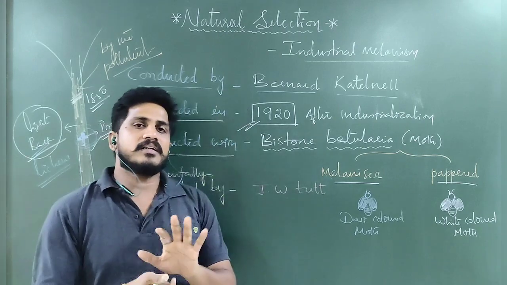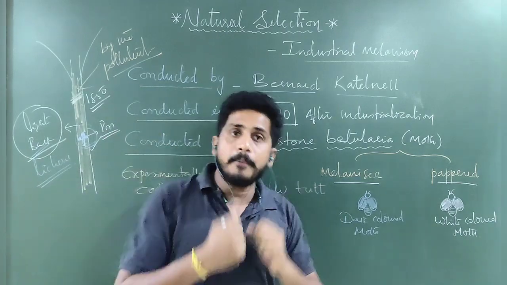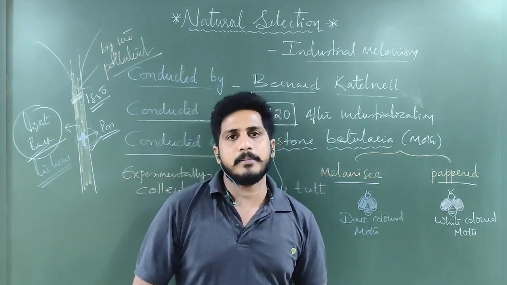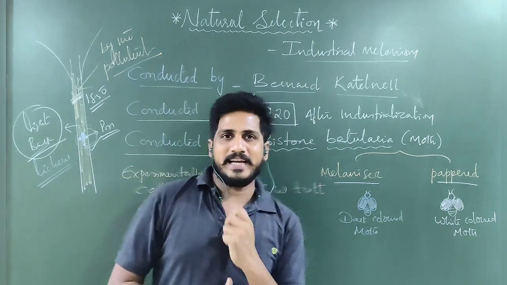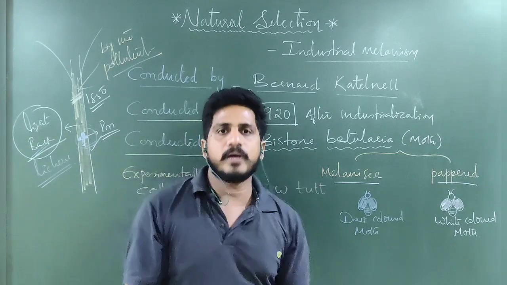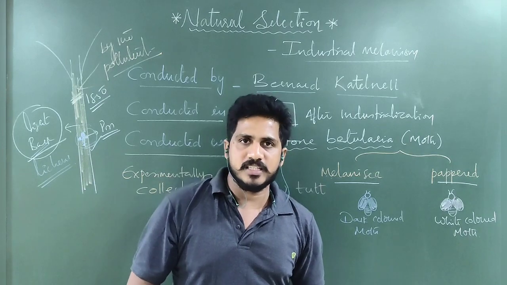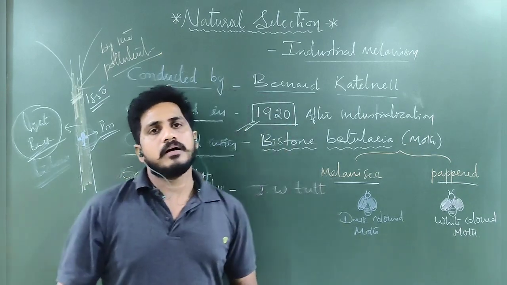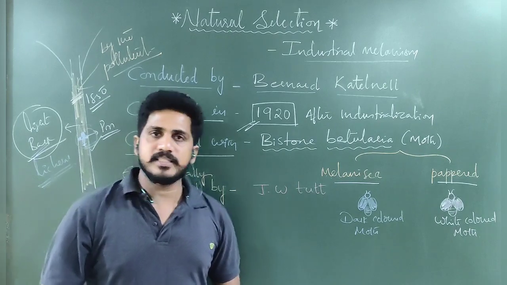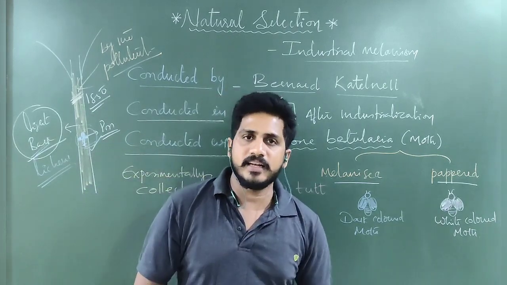So the changes that occur in the environment are adapted to by organisms, for example to escape from their prey. A good example for that is acquired characters. So nature will select who can acquire the characters along with the changes that occur in the environment. For that, the moth experiment is a very good example. Let us see this moth experiment in detail by this video.